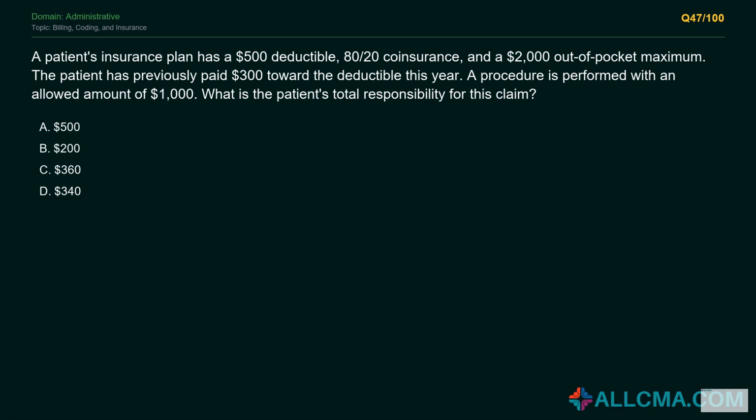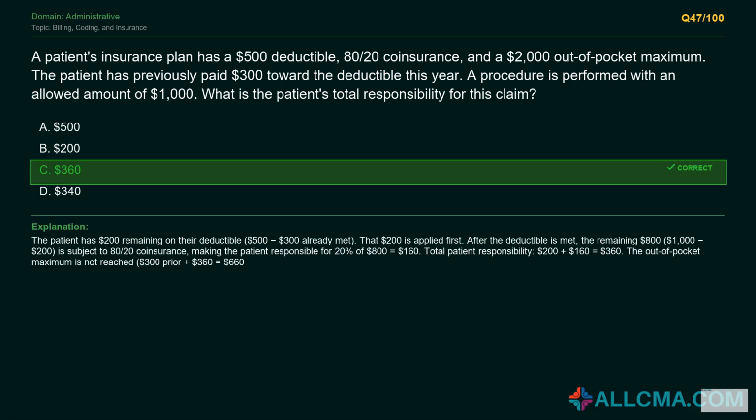Option A, $500. Option B, $200. Option C, $360. Option D, $340. The correct answer is C.